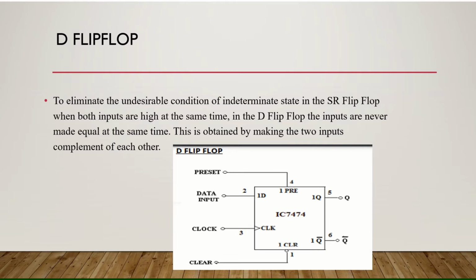Next, we'll see D flip-flop. To eliminate the undesirable condition of indeterminate state in the SR flip-flop, when both inputs are high at the same time, in the D flip-flop the inputs are never made equal at the same time. This is obtained by making the two inputs complement of each other.